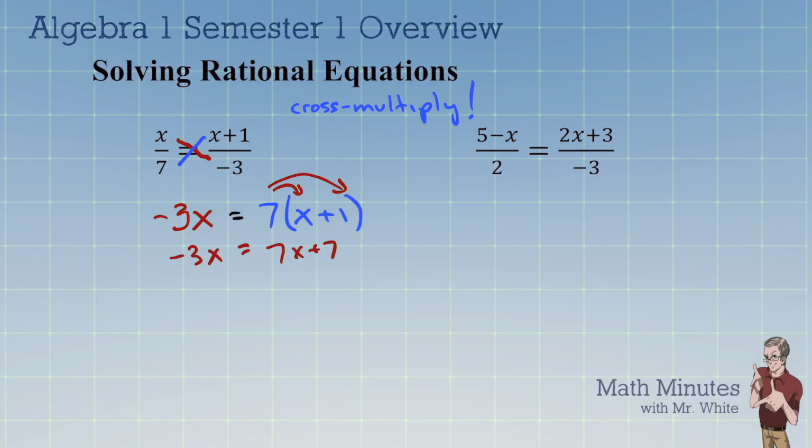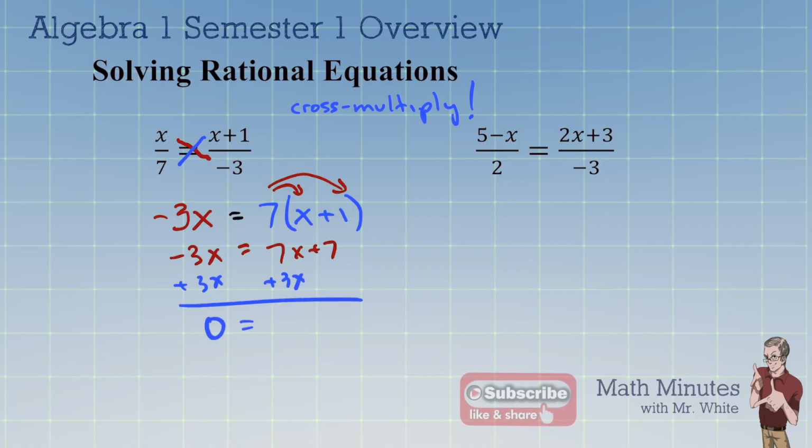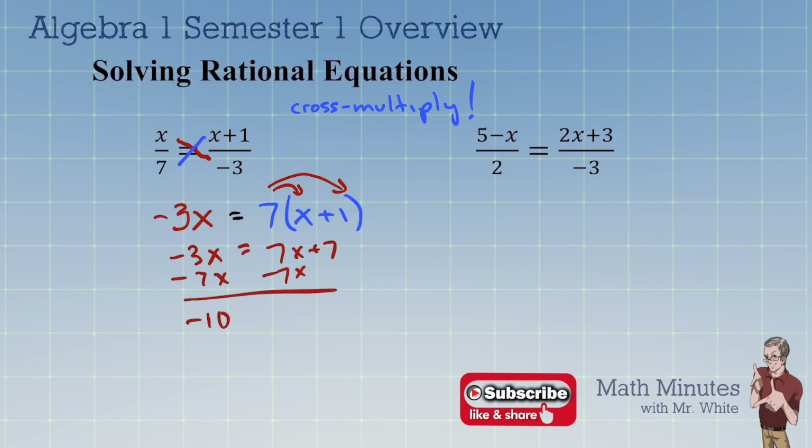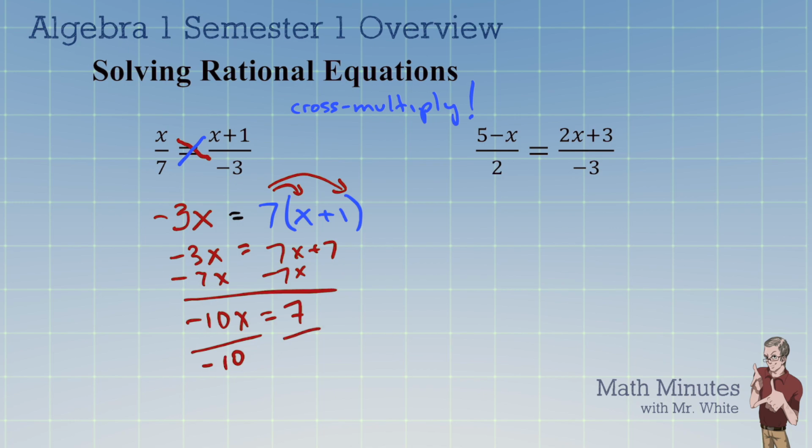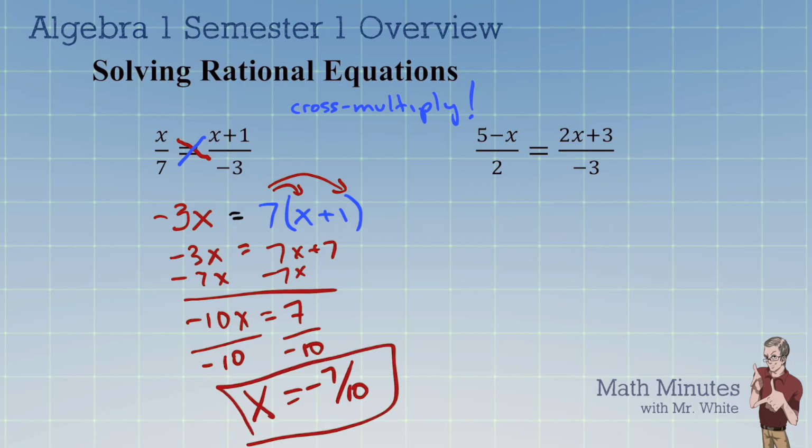Now, a common mistake here, I call it a mistake, would be to add 3x, because if you add 3x on both sides, then you're going to end up with 0 on the left side. So that's not my suggestion here. I would probably not do that. Instead, I would subtract 7x from both sides and get negative 10x equals 7. You then divide by negative 10, and you get x equals negative 7/10. Kind of a weird answer, but that is the answer.